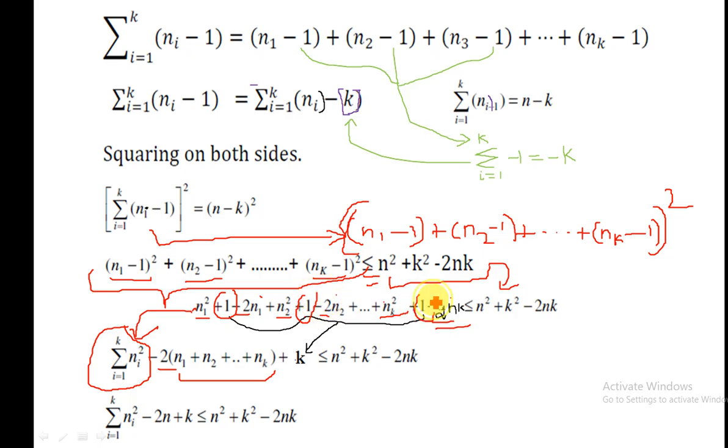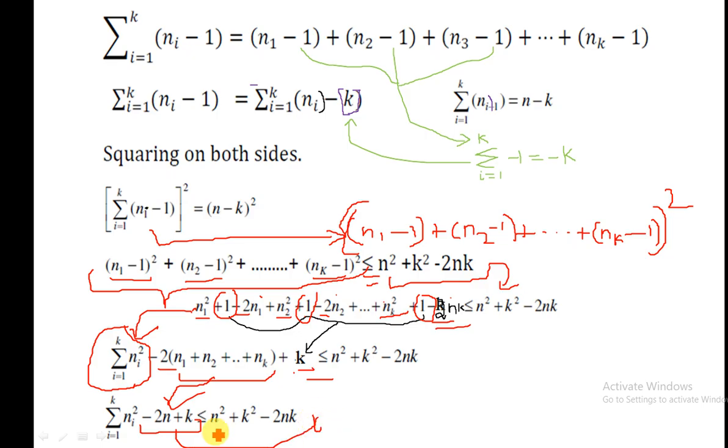How many 1s are there? Already we discussed the same thing. K ones are there: first term 1, second one, third one, and so on. K components of 1, so K ones are there. That's why this is K. Right? In the next step, N_i square, we know that, and you may consider the same thing: N1 plus N2 and so on N_k is equal to N, plus K.